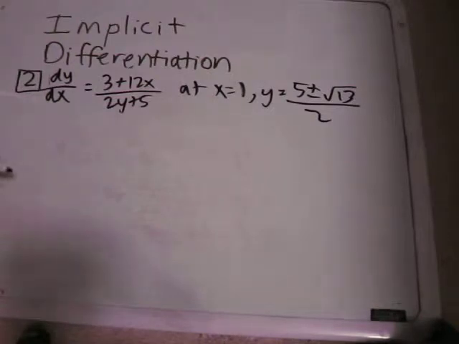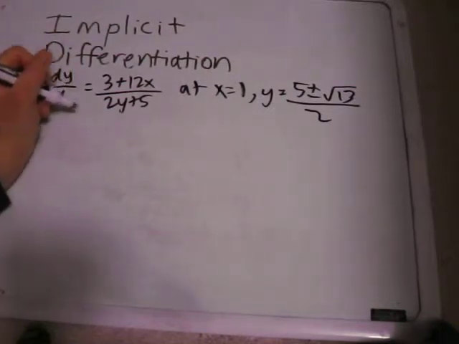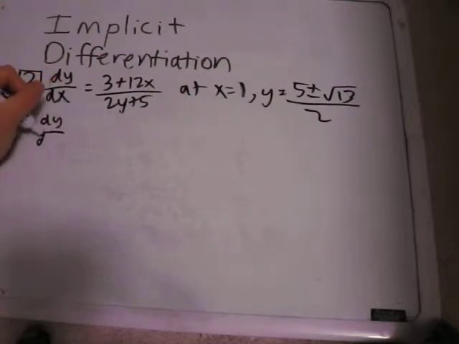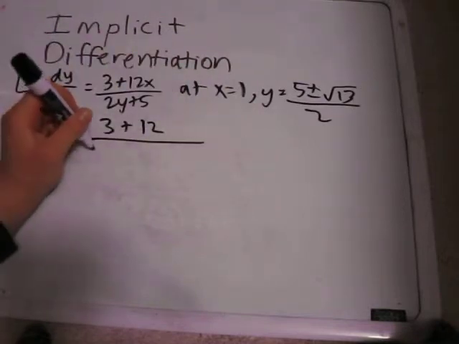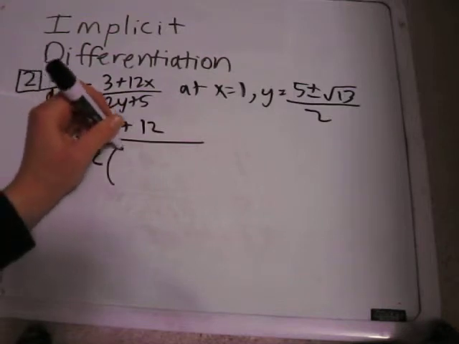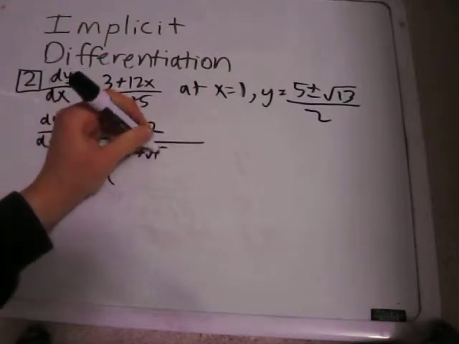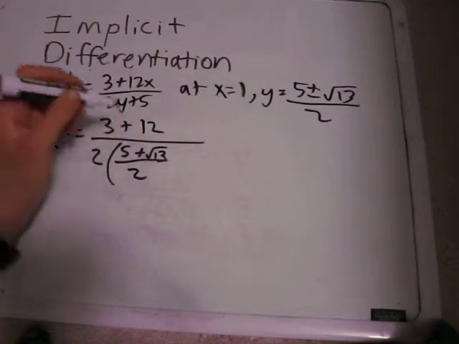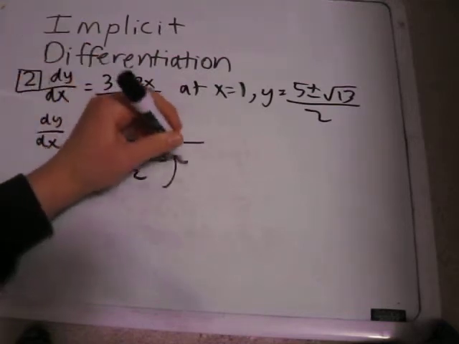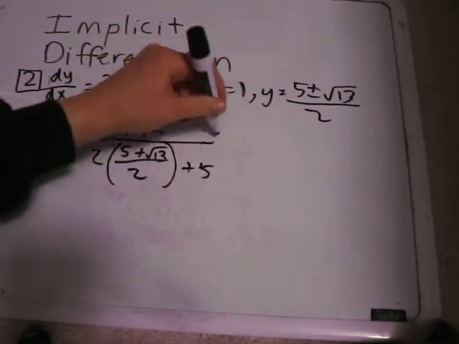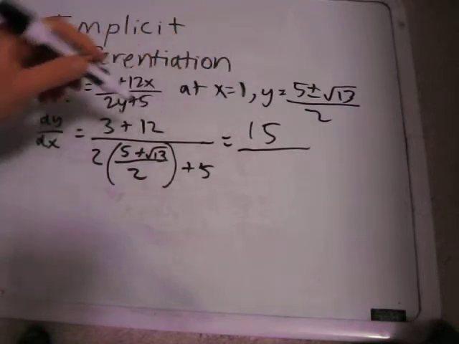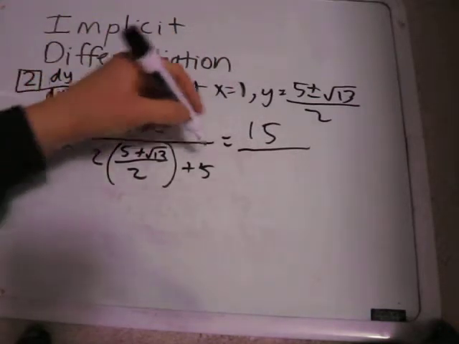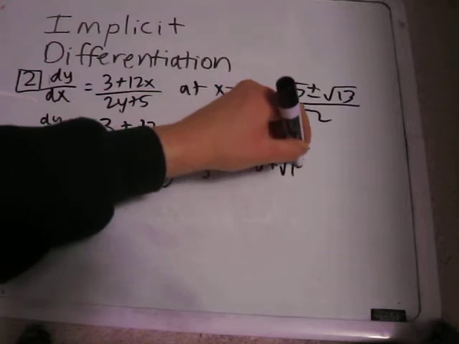So evaluate here, we're going to have dy/dx equals 3 plus 12 over 2 times this crazy thing. We're going to do the positive one first. Plus 5. So that equals 15 over, the 2's cancel out, so 10 plus rad 13.